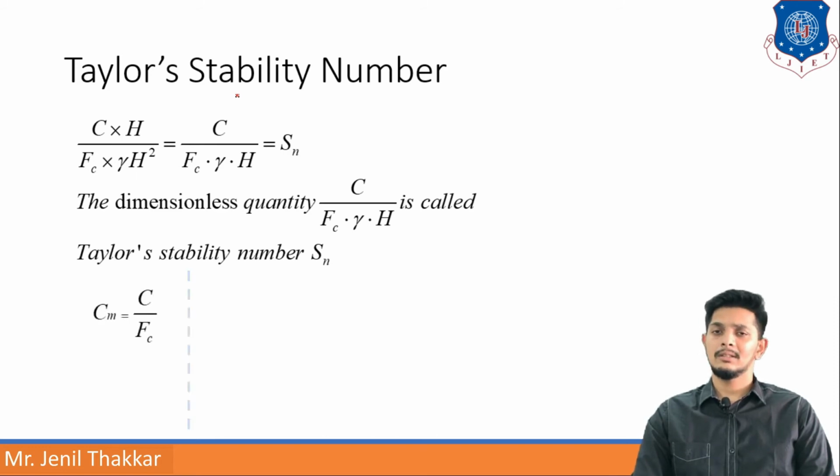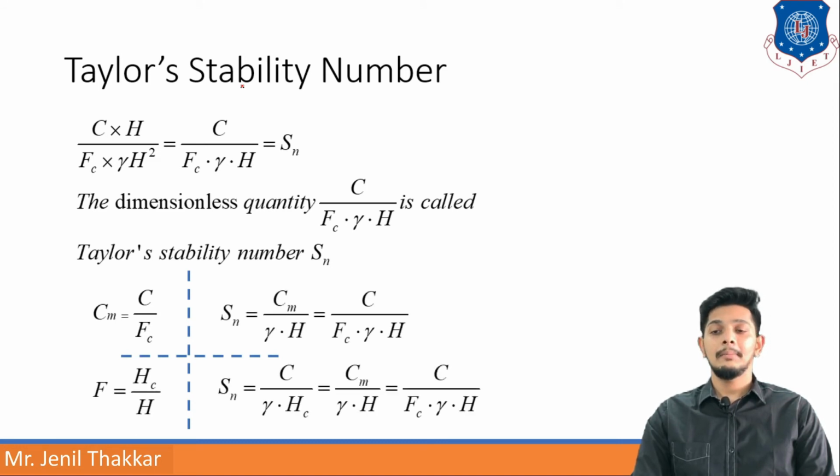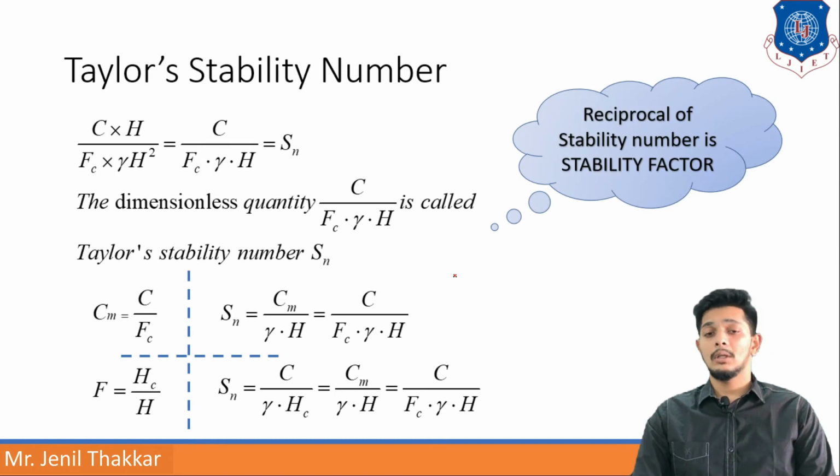We have already discussed these formulas. Still, we have to remember all the formulas: Cm is equal to C upon Fc, F is equal to Hc upon H, Sn is equal to Cm upon gamma into H, as well as Sn is equal to C upon Fc gamma H, or collectively we can write Sn as the last formula shown here. So this is all about Taylor's stability number. Furthermore, the reciprocal of the stability number, 1 upon Sn, is known as the stability factor. Sometimes in competitive exams these questions may be asked.